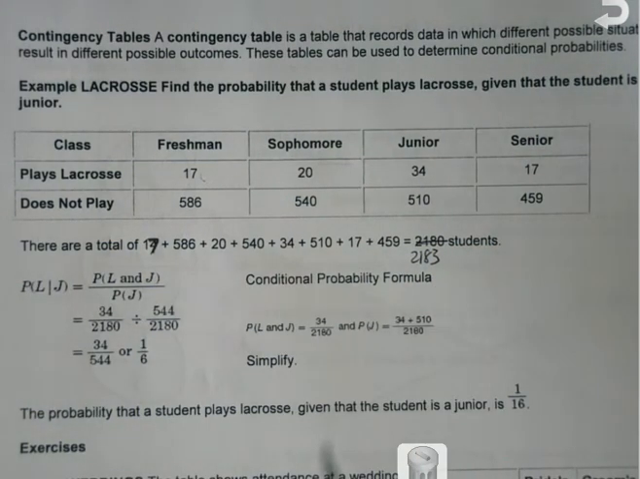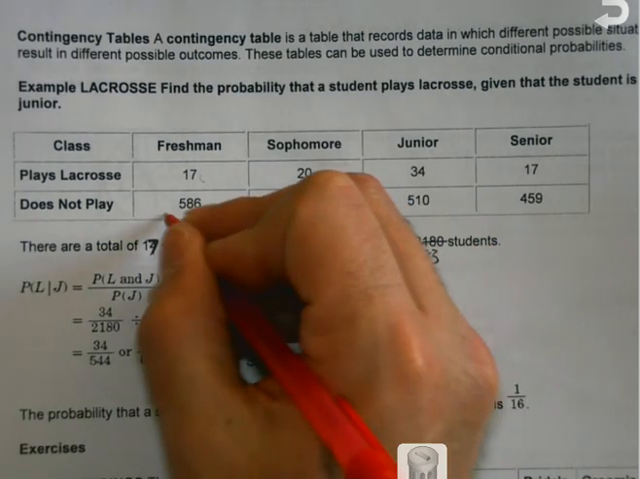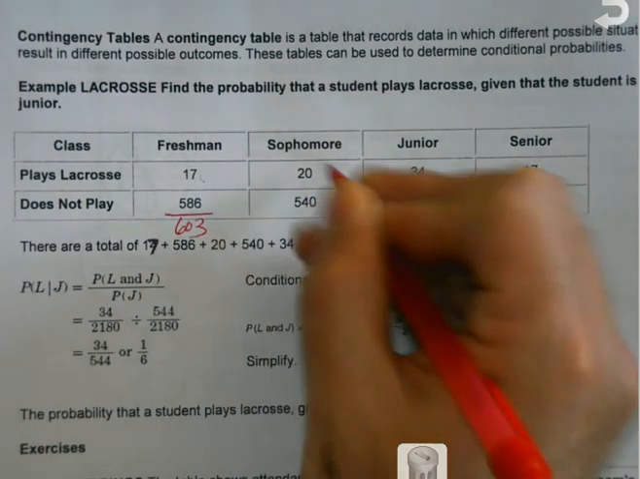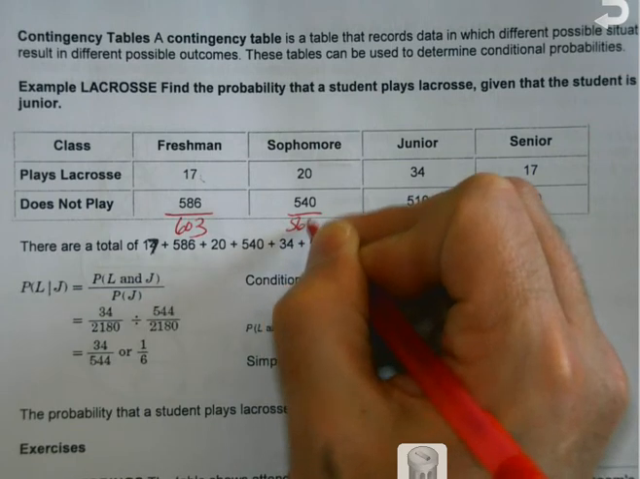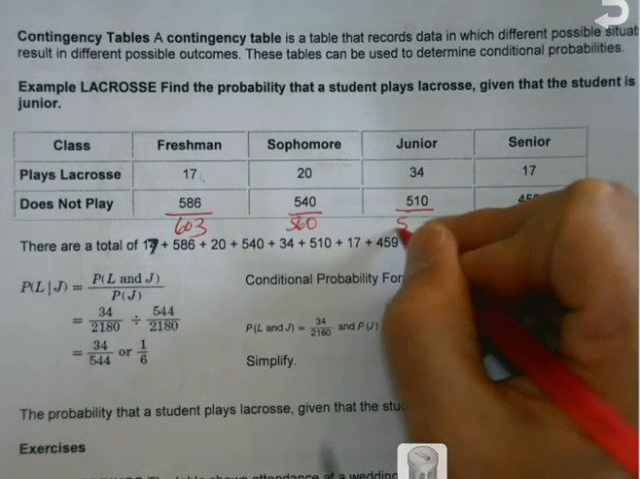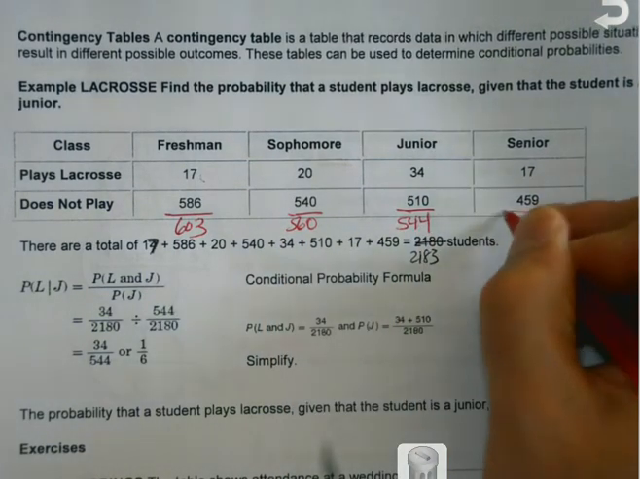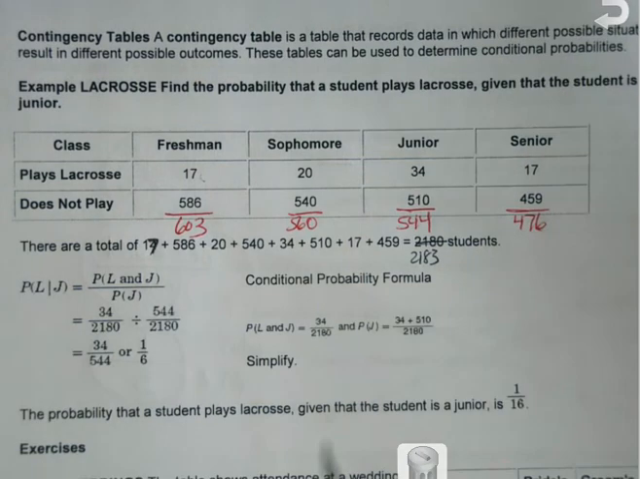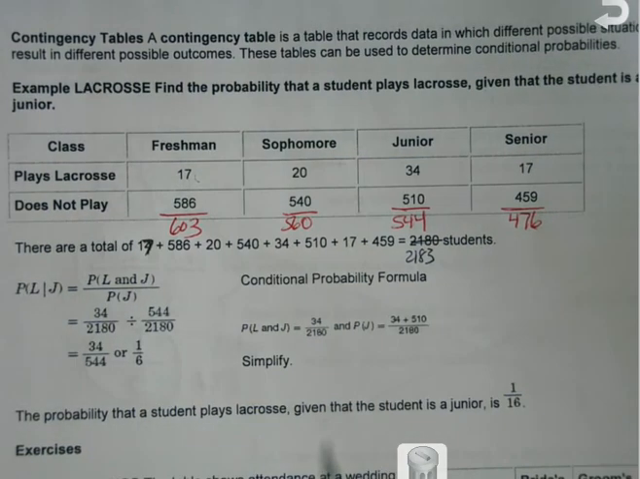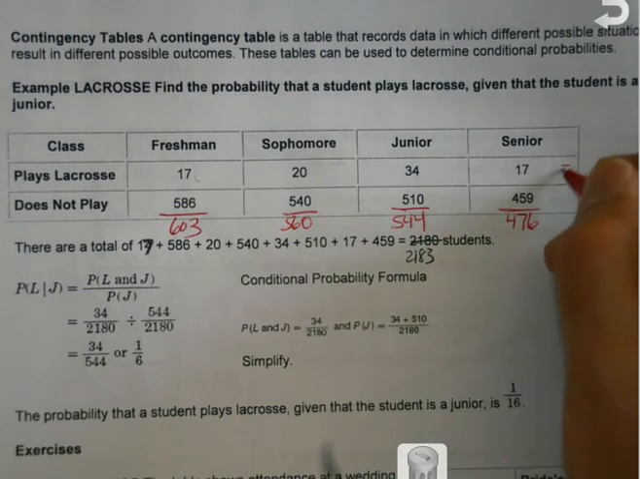So what I can do typically when I get a chart or a table like this is I want to know what the totals are going sideways and up and down. So I'm going to go ahead and I'm going to add down for each of the classes, my freshmen, my sophomores, my juniors, and my seniors. And I'm also going to add horizontally to know how many people played lacrosse and how many people didn't.